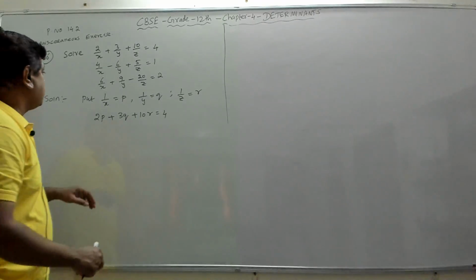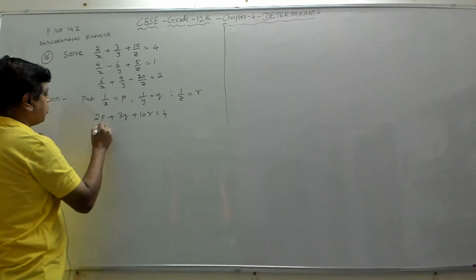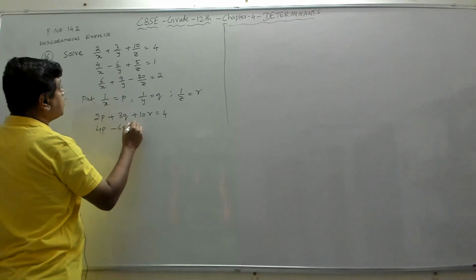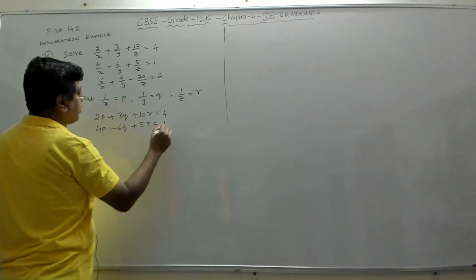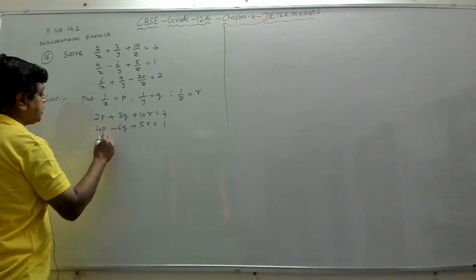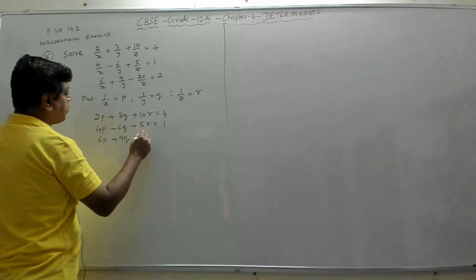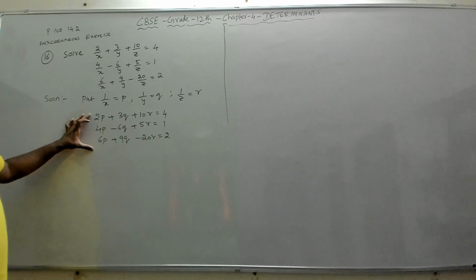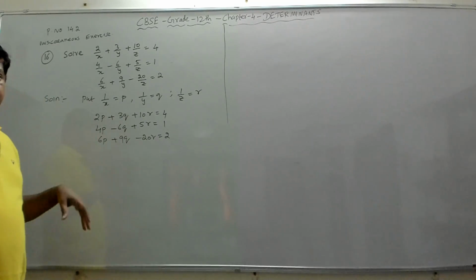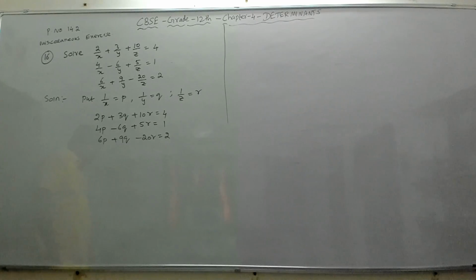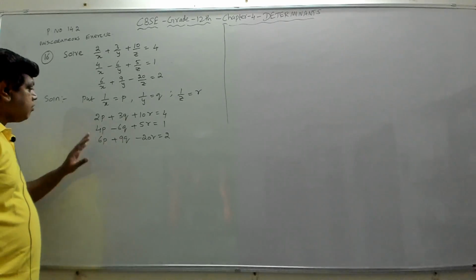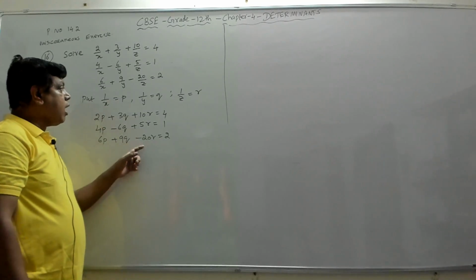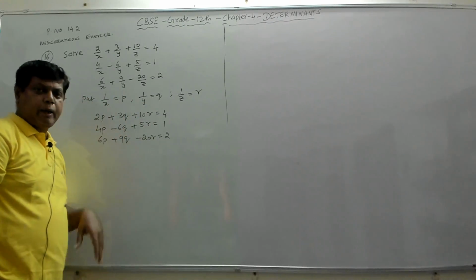Fine. Now the second equation becomes 4p minus 6q plus 5r equal to 1. The third equation becomes 6p plus 9q minus 20r equal to 2. Now this has become a set of linear equations in three variables, and we can solve these and find the value of p, q and r. Once we solve this using the matrix method and find p, q, r, then we can substitute to find the value of x, y, z.